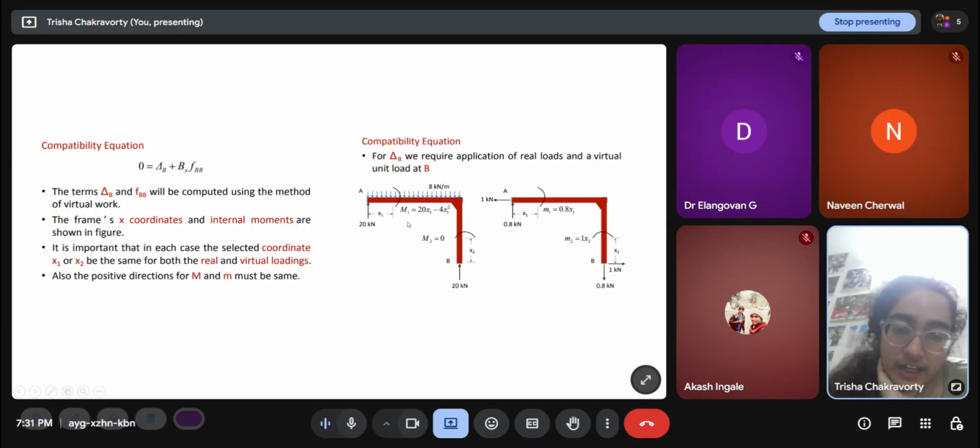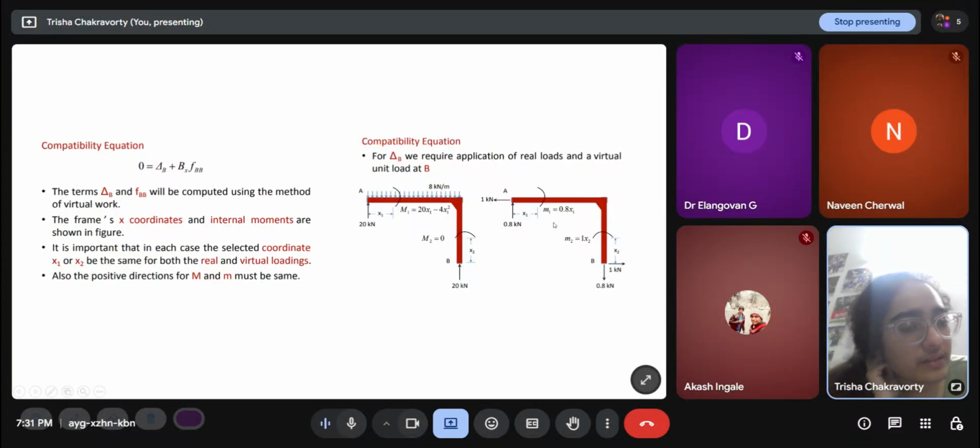And M1 is 20 x1 minus 8 x1 square by 2, and M2 here will be 0, since there is no horizontal force, and the vertical force is along the length. It will not generate any moment, right? This kind of force won't generate moment unless it has some component in this direction. But for this beam there is a force like this and a force like this, so it's going to generate some moment, which is M1.